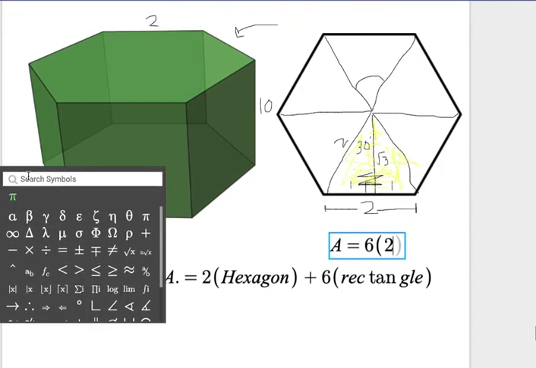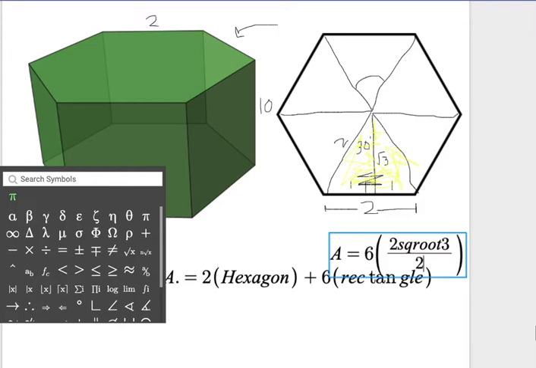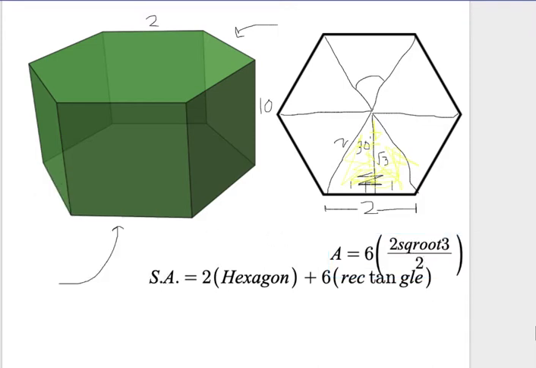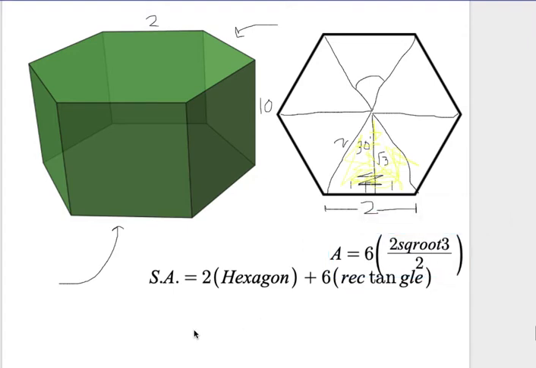I'm not finding square root on here, so that's okay. I'm just going to put 2 times the square root of 3. And that will be divided by 2, since I did base times height divided by 2. Okay, so that is going to be the area for that hexagon. Now I'm going to simplify this a little bit. I'm going to be able to cross cancel those 2's. So it's just going to be 6 times the square root of 3.